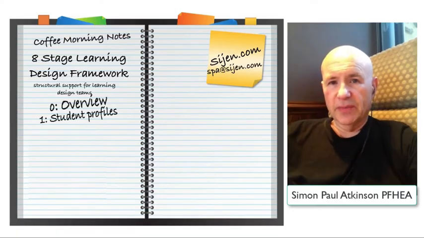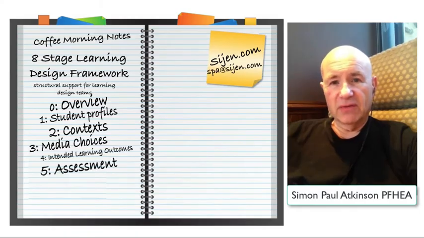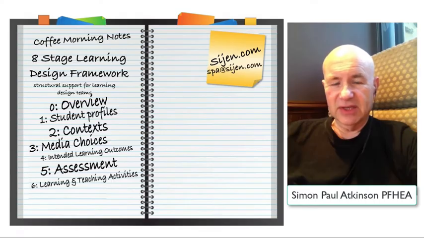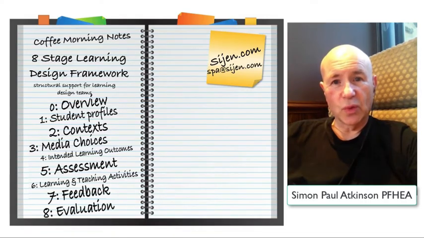Stage 2 is contexts. Stage 3 is media choices. Stage 4 is intended learning outcomes. Stage 5 is assessment. Stage 6 is learning design activities, learning and teaching activities. Stage 7 is feedback, and stage 8 is evaluation. So I'm going to go through each one with a little bit of detail, although there's a lot more detail online. So stage 1 is student profiles.